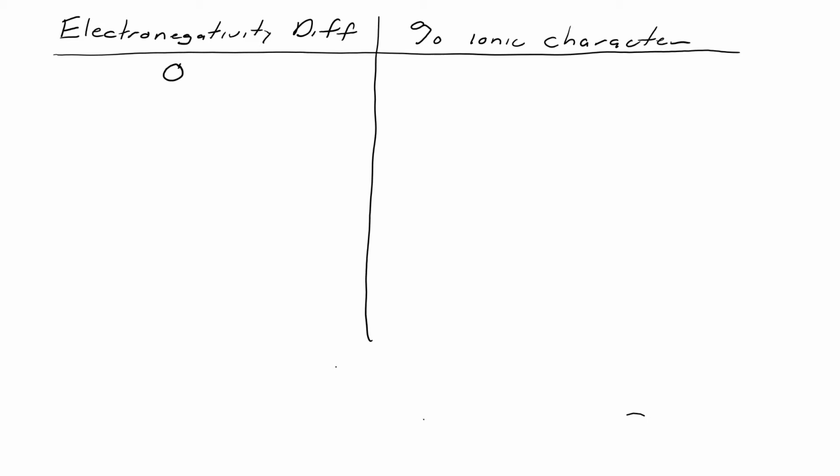So if there's no difference in electronegativity, does it have any ionic character? No, it won't have any ionic character at all. If you have an electronegativity difference of 0.1, that's going to give you an ionic character of about 0.5%. In other words, that's a pretty covalent bond. It's not perfectly covalent, but it's pretty close. The electronegativity values are about the same. Both of those atoms want the electrons kind of equally.